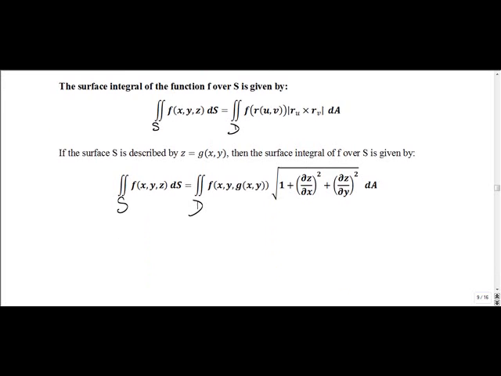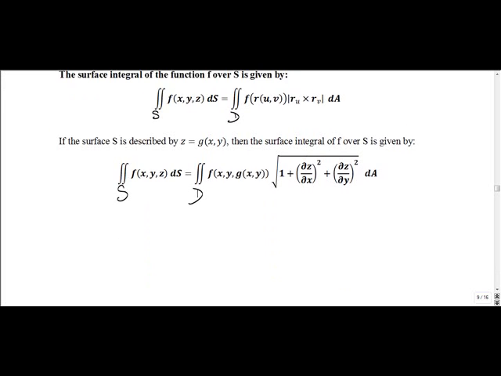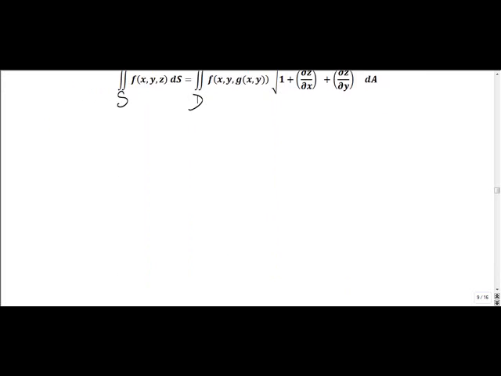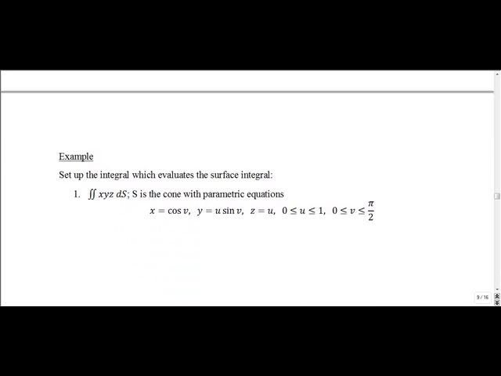So we're going to do some examples, and I have to rewrite these formulas again so you'll be able to see when you use which formula. We're just setting up integrals, okay? Set up the integral which you evaluate as a surface integral: the double integral over S of x, y, z, dS. And S is a cone given by these parametric equations.